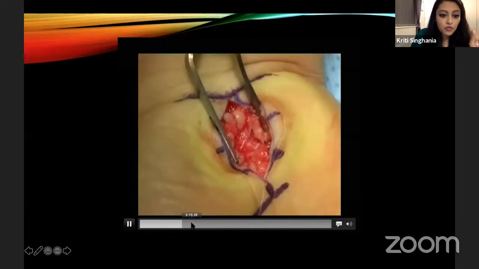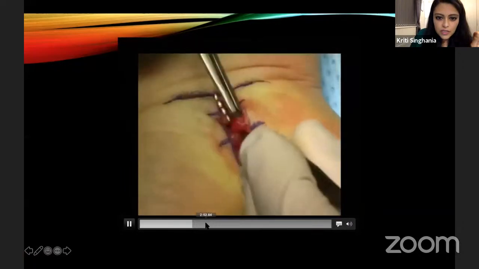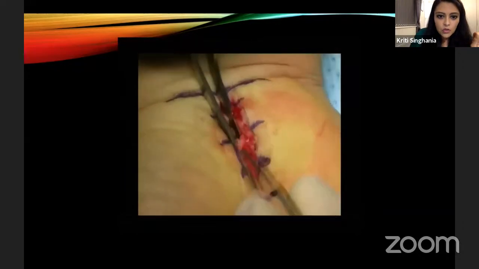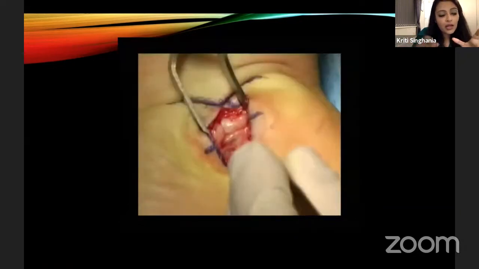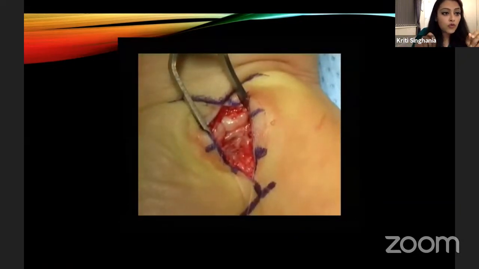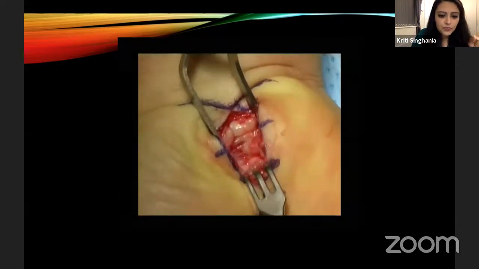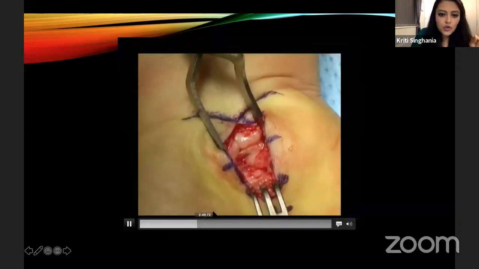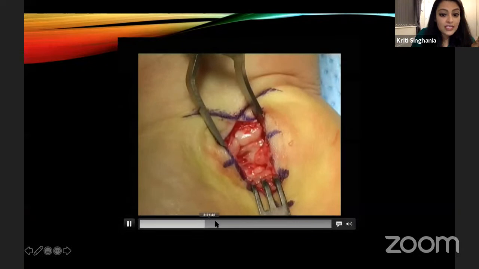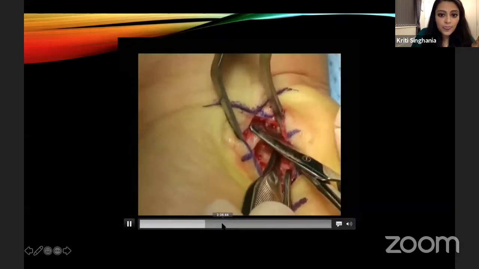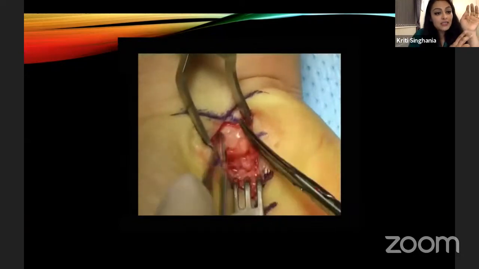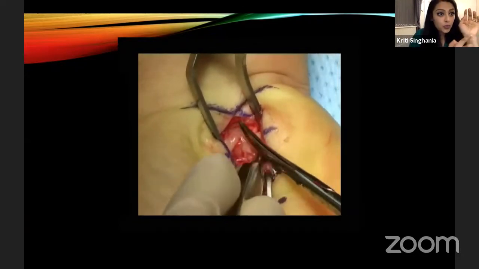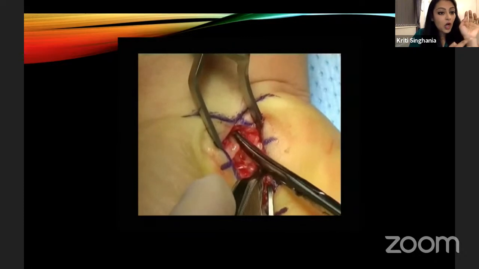So once you've released this, I'm just going to try and skip across a bit because we've got quite a bit to cover. You'll see some more fat in your operative field. And it's really important that you elevate that off so you get a really good view of your transverse carpal ligament. Then once you've got a view of your transverse carpal ligament, you release that a little bit further. And what they're actually doing here is they're using their tenotomy scissors to create a bit of a pocket in the proximal part so that it's easier to release the carpal ligament here.